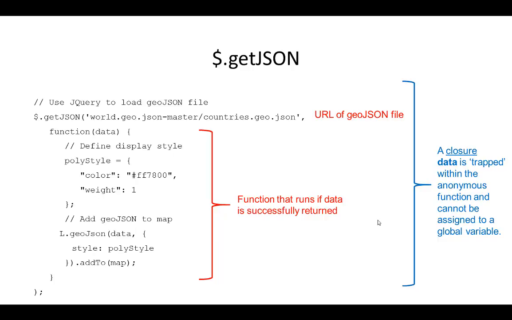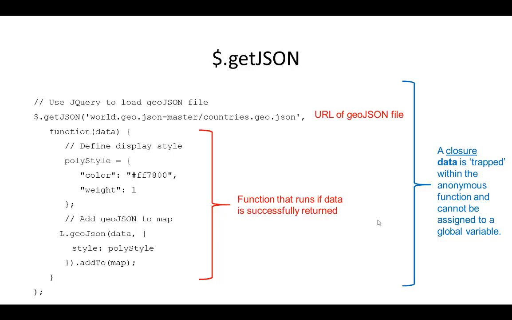GeoJSON, and it loads a JSON file of which GeoJSON is one type of flavor. The first thing that's passed in is the URL of the JSON file. Now that can be a web address. Here it's just a local file. I'm in the local folder world.json-master, which was just the name that, when I downloaded the file and unzipped it, happened to be the directory it was unzipped to. So that's the URL of the GeoJSON file.